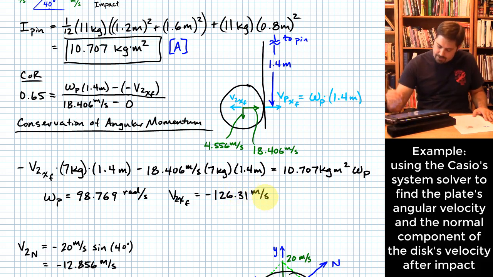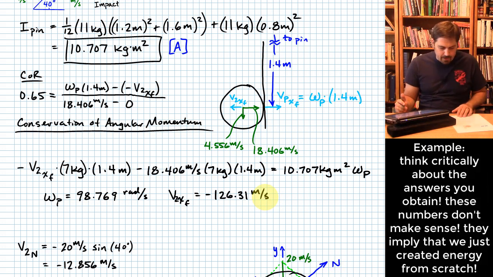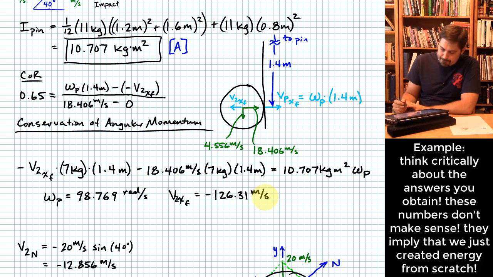I didn't necessarily do this on purpose, but I am actually a little bit concerned when I look at this setup right here. Why am I concerned? It makes me think I made a mistake earlier in my process. The reason I'm concerned is that it looks to me like we picked up energy somewhere. If omega p is this large and V2xf is this large, then it looks like we have some sort of issue with picking up energy somehow.